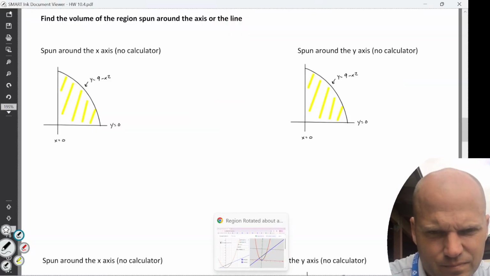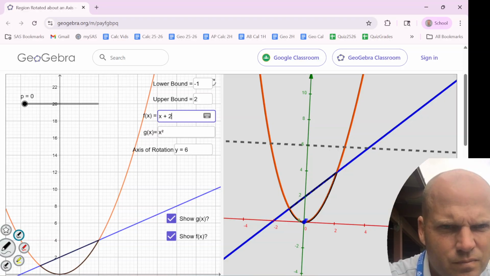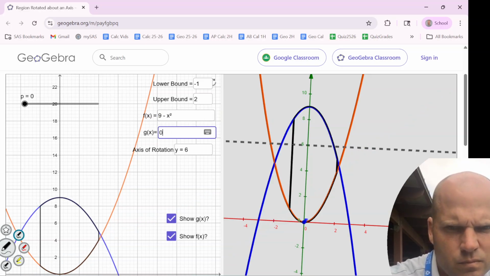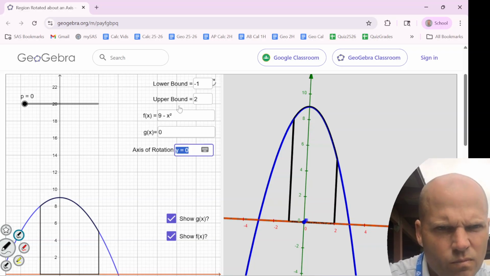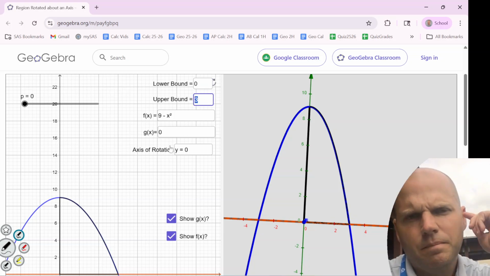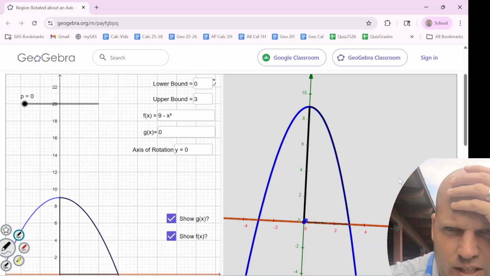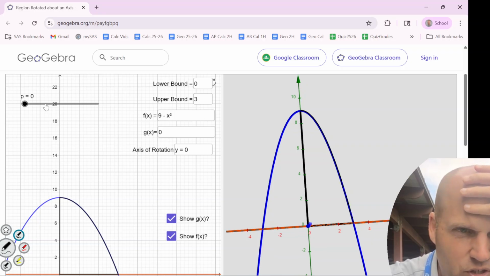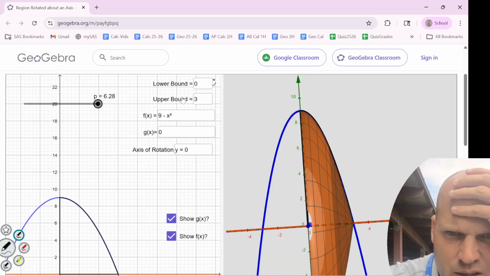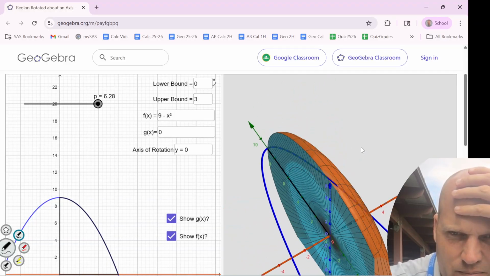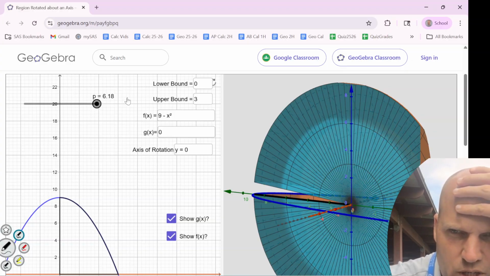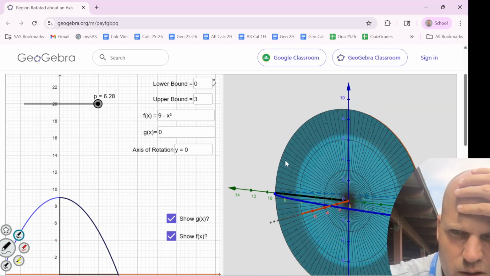Here's the concept. Okay, we are going to take this region that's under 9 minus x squared. We're going to spin it around y equals 0. We create this three-dimensional object. It's a solid object. Okay? Great. There's no hole. It's super solid. Can I zoom out a little bit? There you go. Great.